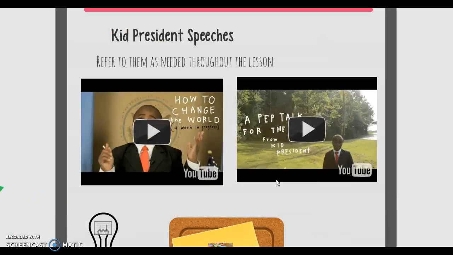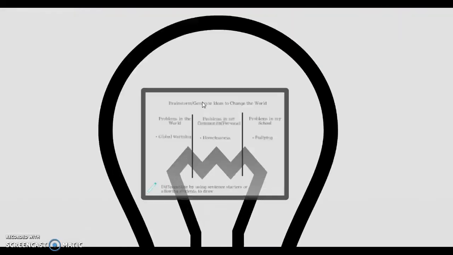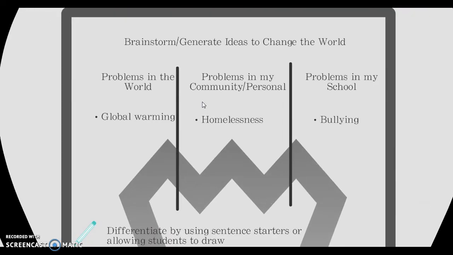As you introduce the lesson, you are going to use Kid President. He's a great example to use because he is very relatable to the children. He gives some great speeches, but he also gives a speech on how to change the world. This provides the students some great ideas. Next, you will brainstorm some ideas using this type of chart: problems in the world, personal, community, and school-based.